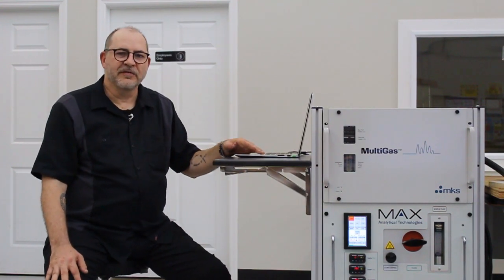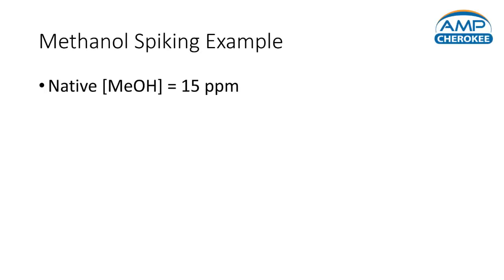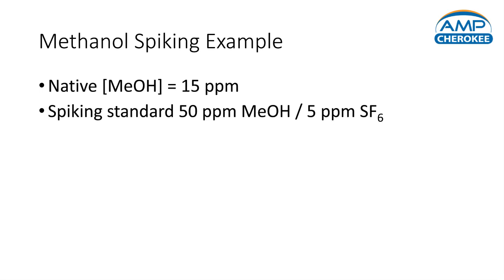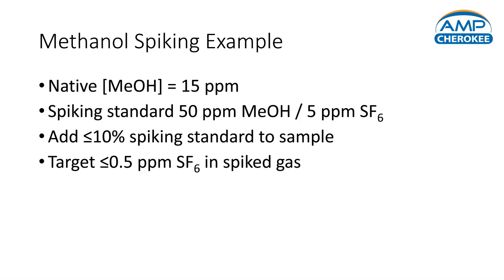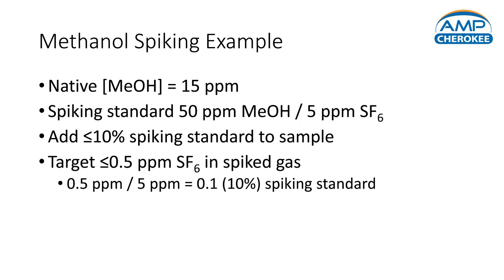So let's take the example of methanol at 15 parts per million in the stack, and a spiking standard cylinder that has 50 parts per million of methanol and 5 parts per million SF6 tracer. Method 320 requires that you add no more than 10% of your total sample flow as spike injection. So with a 5 ppm SF6 concentration in our standard, we'd be targeting 0.5 ppm of SF6 at our analyzer in our spiked stack gas. 0.5 ppm measured divided by 5 ppm in your standard cylinder gives you 0.1 or 10% spiking standard volume fraction.